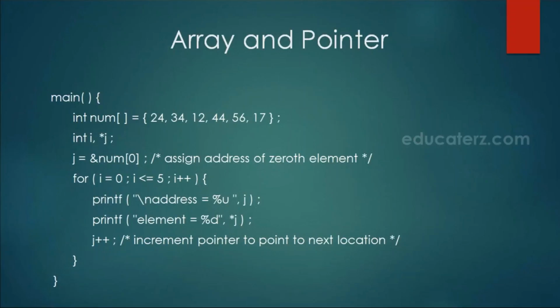Now when we have j equal to &num[0], even the ampersand can be removed, because when we give the array name itself, it means the address of the 0th element, and that will be taken into j.